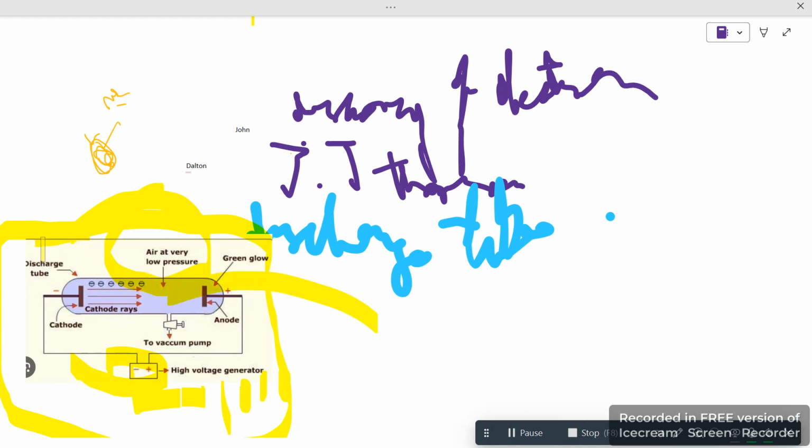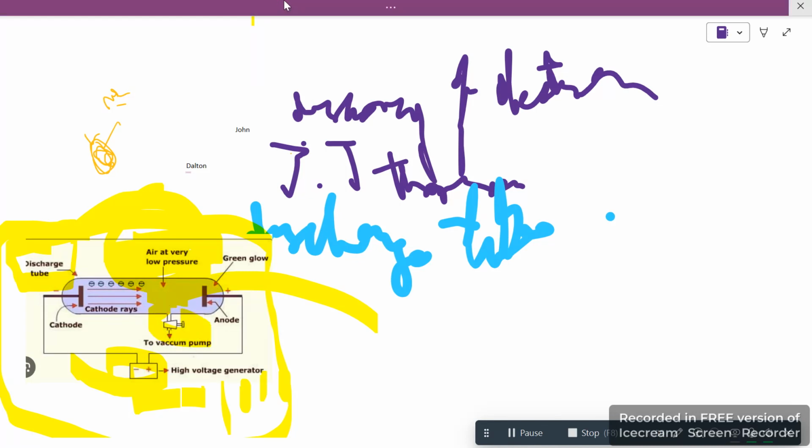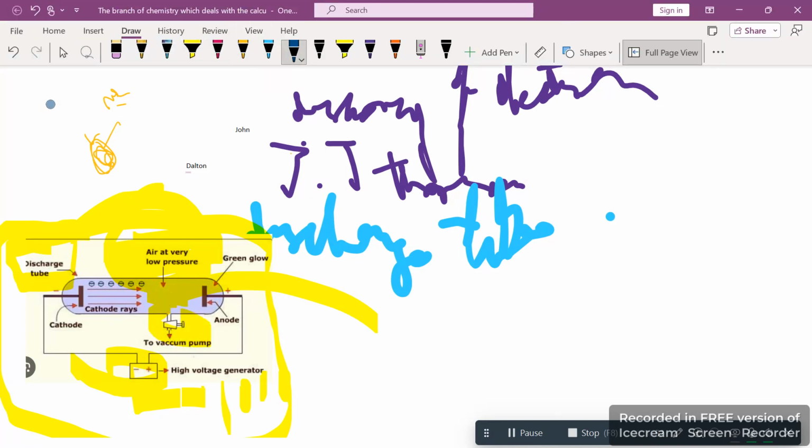This is a discharge tube, and it has a gas inside. That gas is supposed to be at a very low pressure, low air, because it is supposed to be pumped out after. So how exactly is this experiment done?